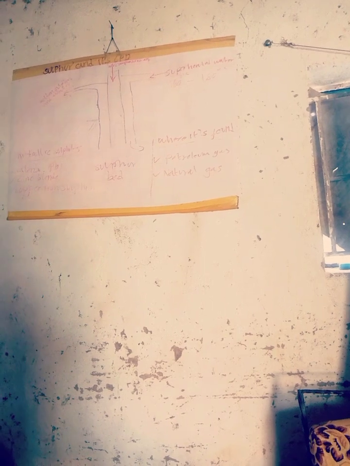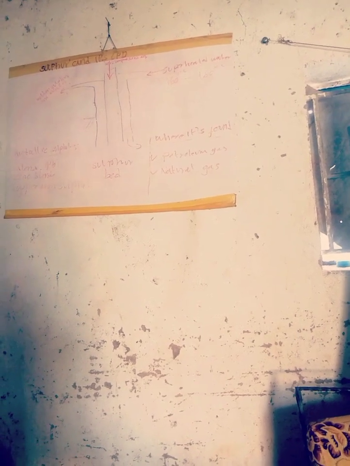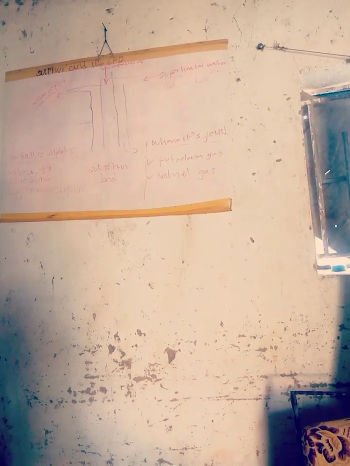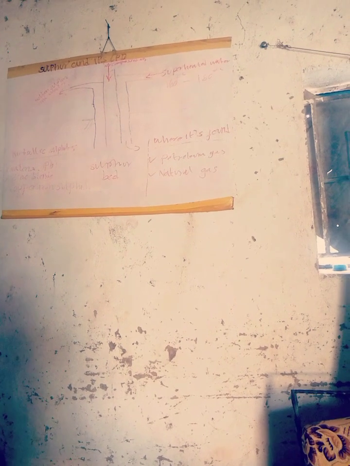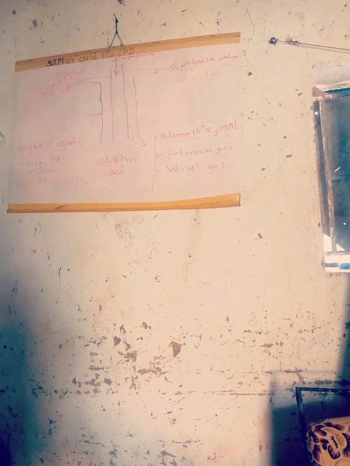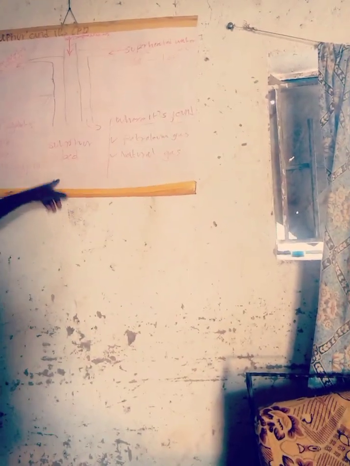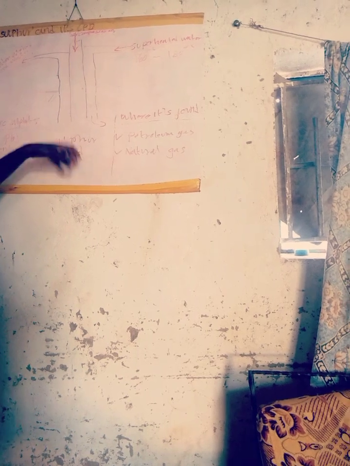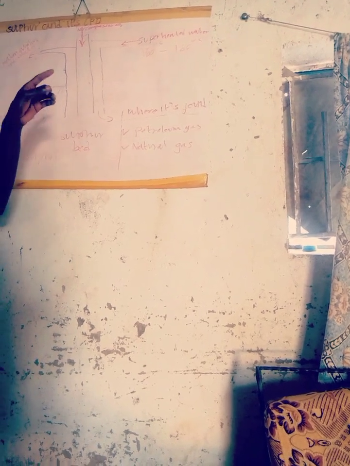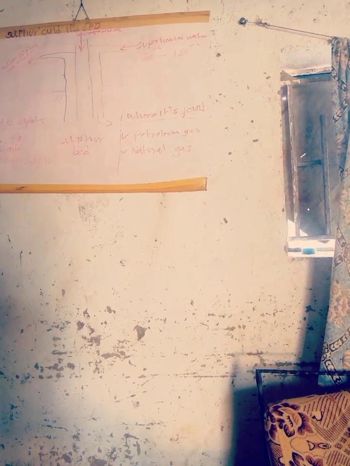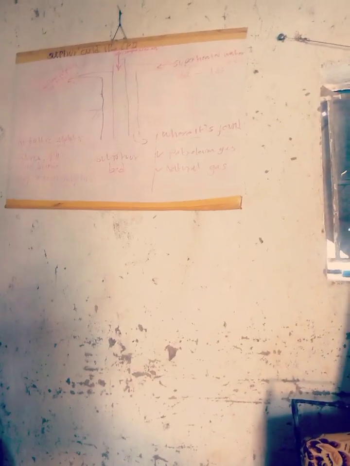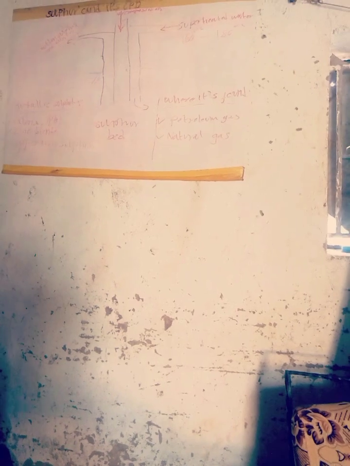Then this sulfur melts at 112 degrees Celsius. Because sulfur melts at a lower temperature, this sulfur that is underground, we are going to use a high temperature so as to melt the sulfur that is underground.